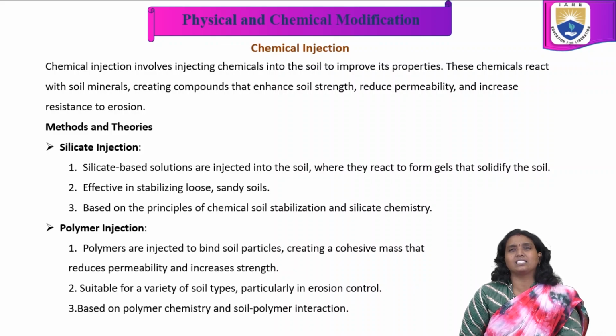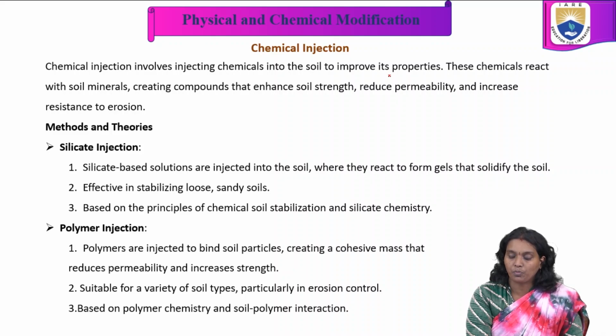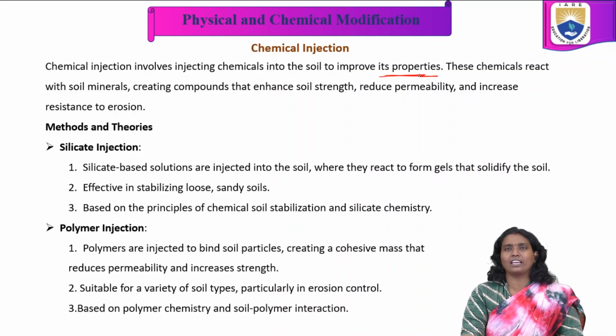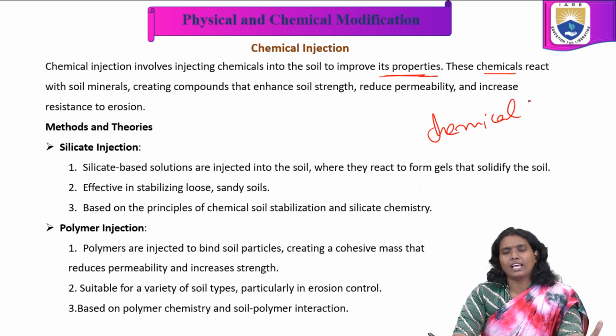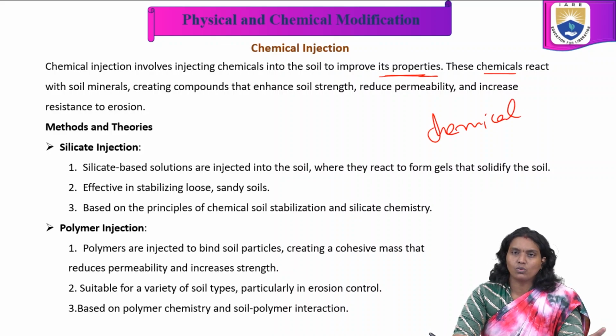Coming to the chemical injection, it involves injecting chemicals into the soil to improve its properties. This chemical reacts with soil minerals. This is the important parameter. Each chemical has its own properties and its own kind of minerals within it.